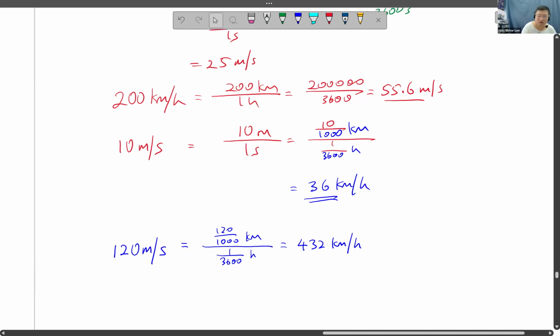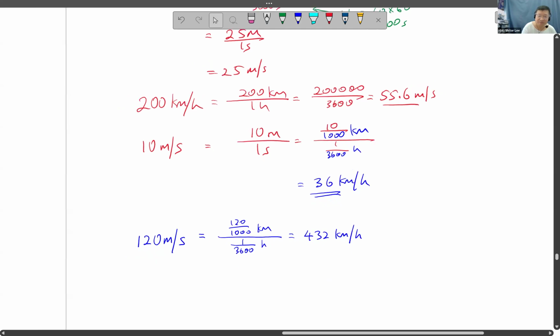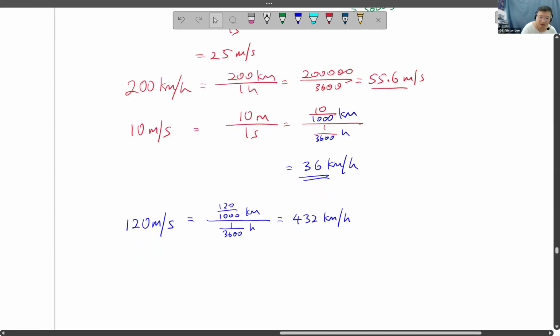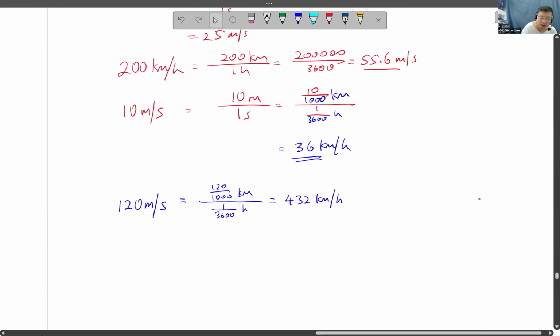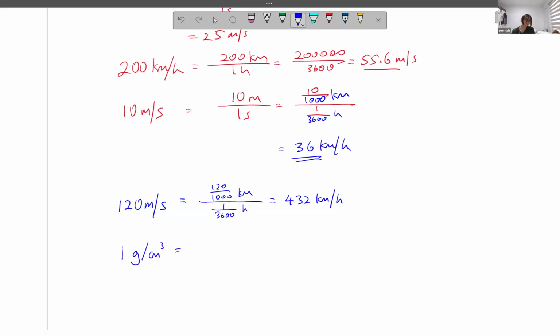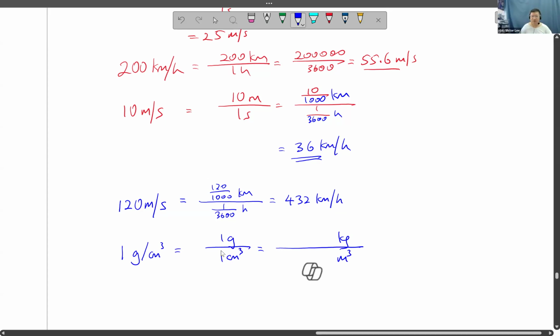Okay, good. Let's do something slightly different. Let's do density conversion. For example, water is 1 gram per cm cube. It can be written as 1 gram over 1 cm cube, right? Can you convert for me into kilogram per meter cube? Convert slowly. Okay. First of all, 1 gram is how many kilogram? Or 1 cm cube is how many meter cube?